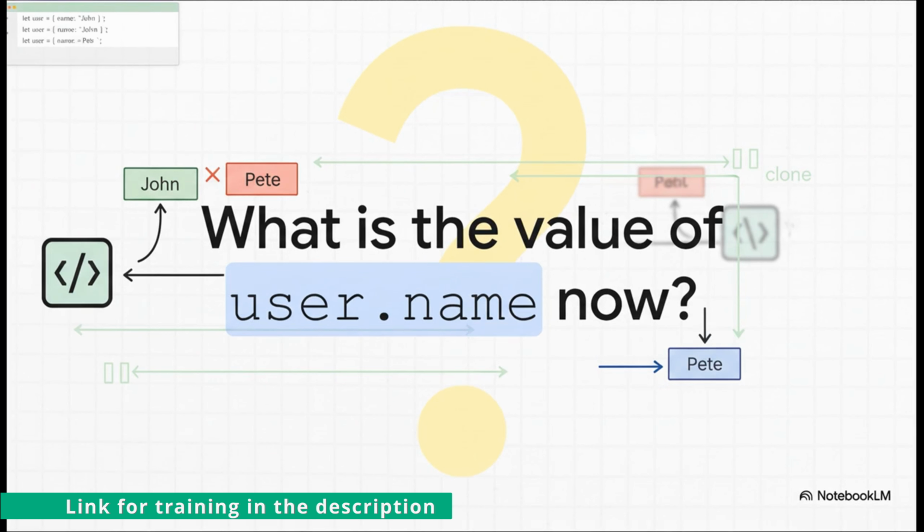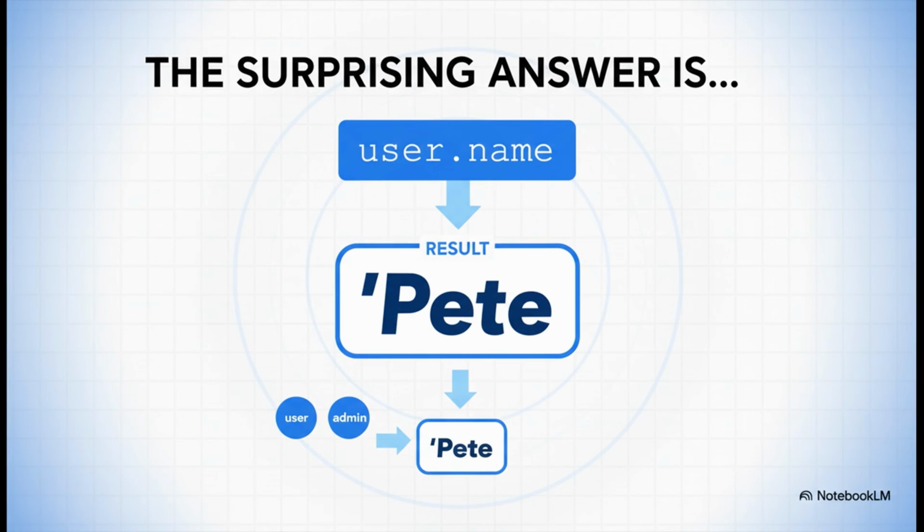And now for the $1,000,000 question. After we run that last line, what's the value of user.name? Did it stay John, like you might expect, or did it change to Pete? Take a second. What's your gut tell you? And the answer is Pete. Yep, the original user object was changed, even though we only directly touched the admin variable.